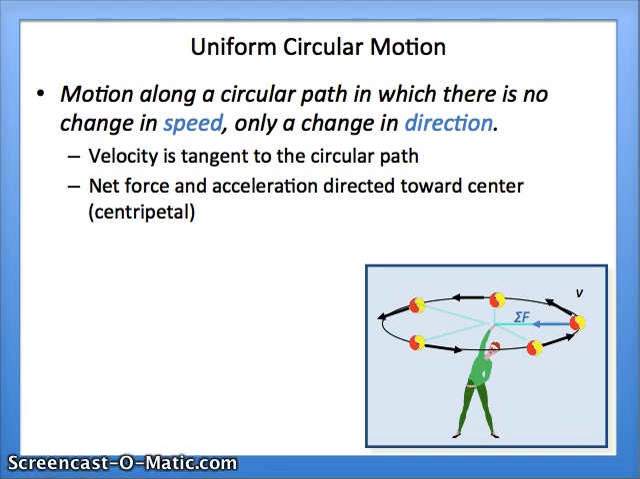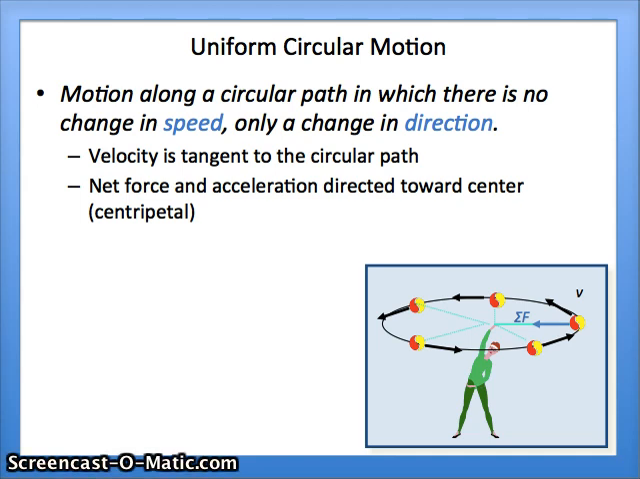And the direction of that acceleration always points inward towards the center of the object's motion. And therefore the net force must also point in that direction. And the term toward the center, there's a Greek term for that called centripetal. And so that is why sometimes this is referred to as centripetal motion with centripetal force and centripetal acceleration.